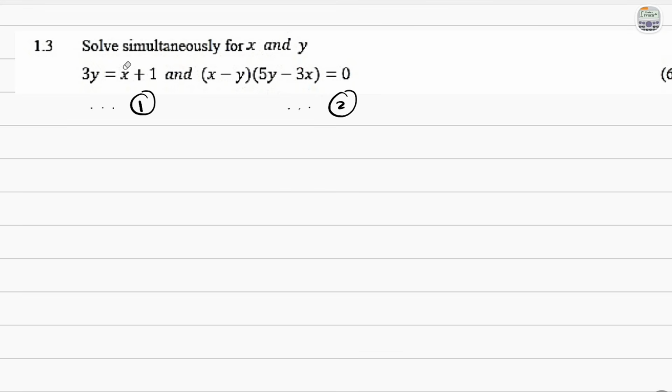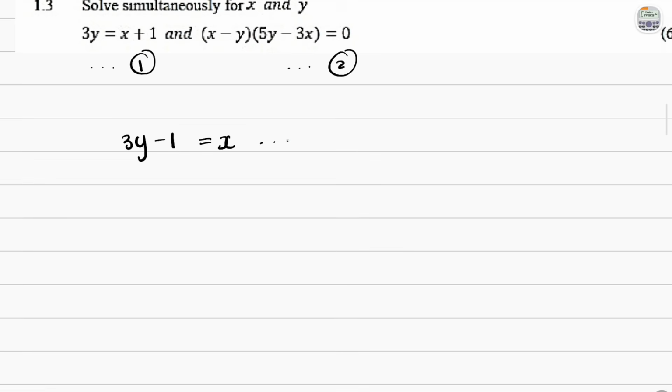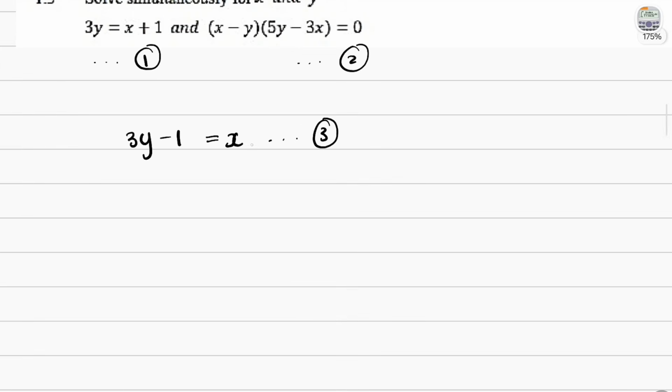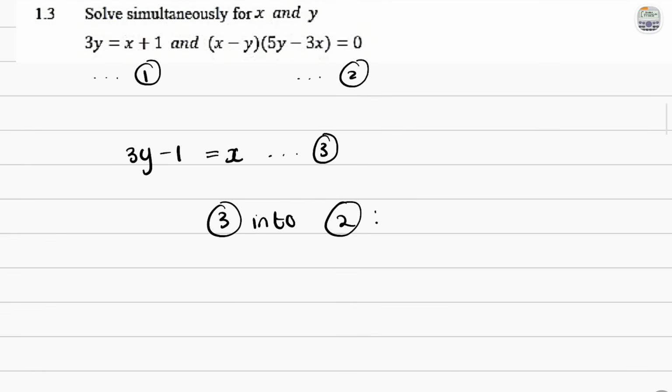So x is on the right-hand side. If you leave it on the right-hand side, you just have to transpose the 1. So you have 3y minus 1. Okay, so this is equation number 3. And now to go ahead and solve, because this is x as a subject, we'll be solving for y. To solve for y, just take equation number 3 and substitute it into the equation you didn't use yet, equation number 2. So wherever you see x, replace it with 3y minus 1 in equation number 2.